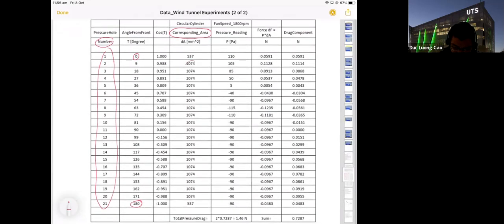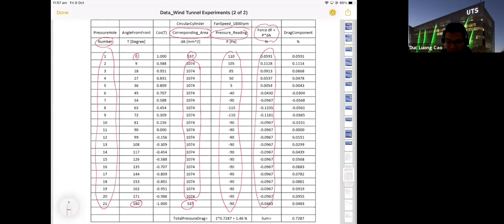So for hole 2 to hole 20, the area will be like this. For hole 1 and hole 21, it is a half, because of the streamline. And this one is the pressure reading you have from the blue column. And when we have pressure, we have pressure force. Pressure force equals pressure times area.